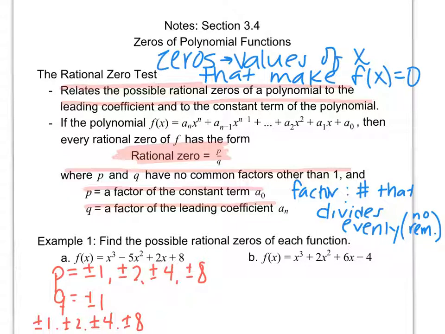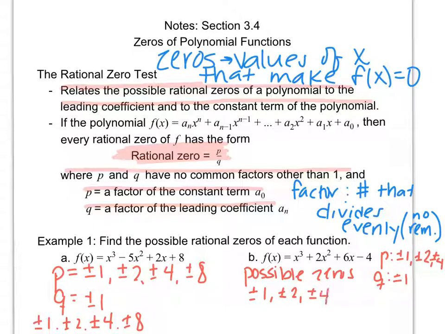If we're looking at b, my possible zeros are going to be p, which is positive and negative 1, positive and negative 2, positive and negative 4, over q, which is positive or negative 1. So the possible zeros are just 1, 2, and 4.